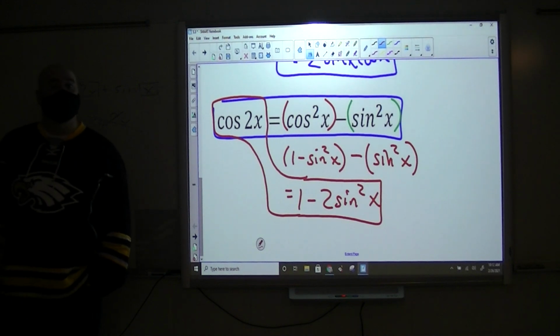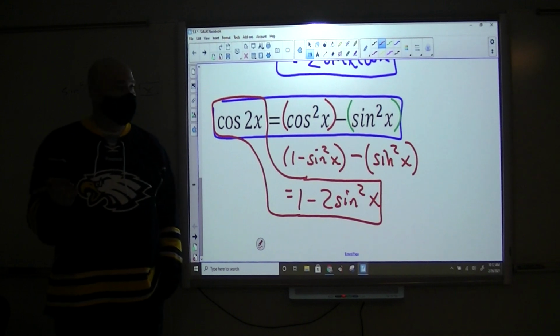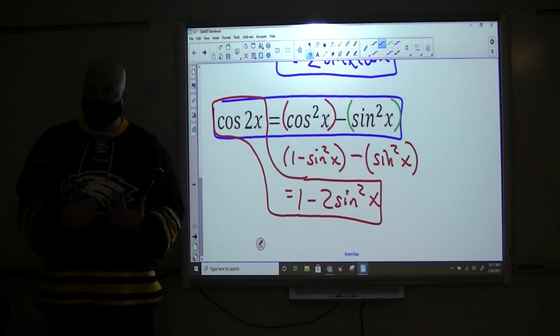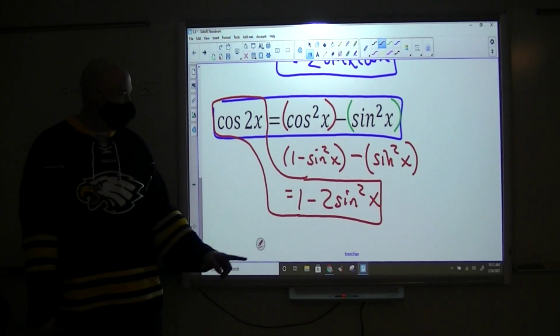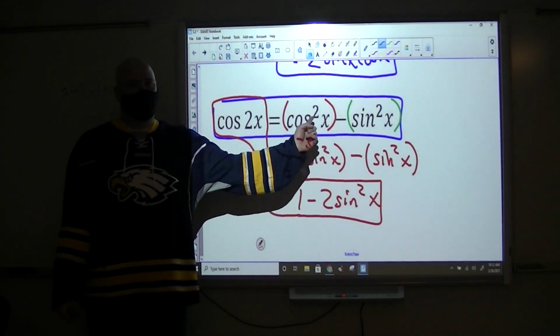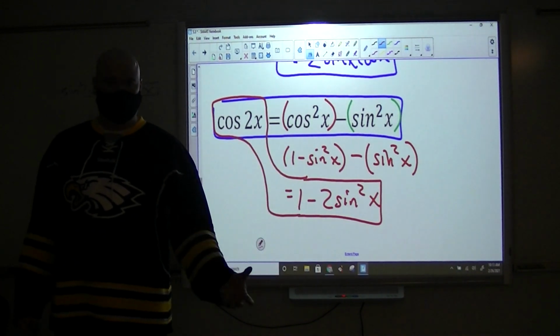You're like, why does that matter? It matters because if we start looking at simplifications and verifications, which we're about to do in a little bit, and the problem that I'm looking at includes sine and sine only, I would want to make this substitution. I wouldn't want to make that substitution and bring a cosine into the problem if I didn't have to.